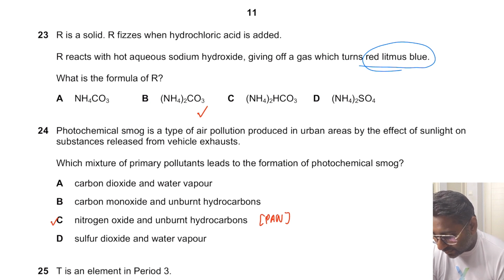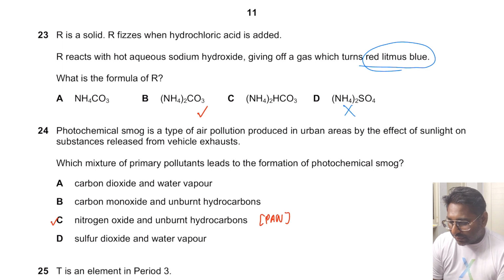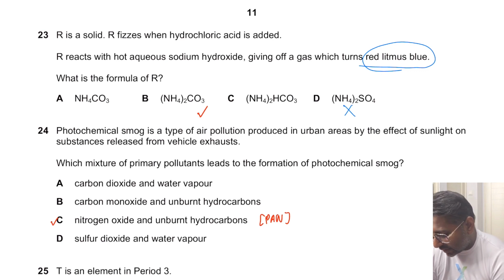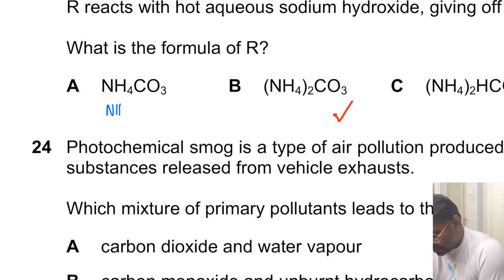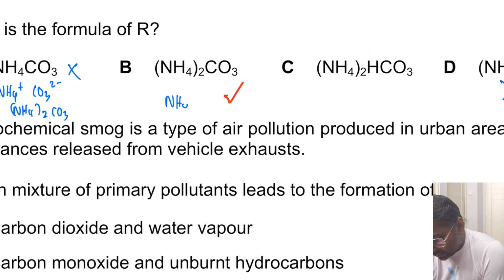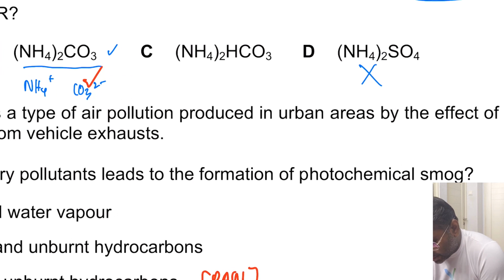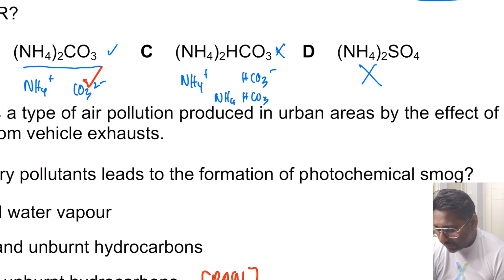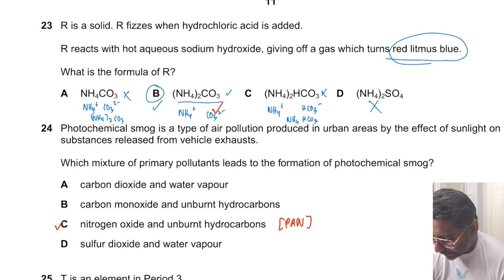They are asking for the formula of R. I'm going to remove this one, because fizzes means carbon dioxide, and the red litmus paper result is ammonia. A, B, C can be the answer, but now they say formula, so let's go into detail. NH4 is plus and CO3 is 2 minus. This is wrong, it's supposed to be (NH4)2CO3. Ammonium NH4 plus, CO3 2 minus, so times 2, so this one is correct. Here HCO3 is minus, NH4 is plus, so they just put NH4HCO3. This is wrong. So we have found the answer is going to be B, directly like that. Now 24.